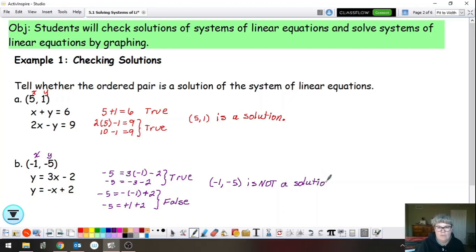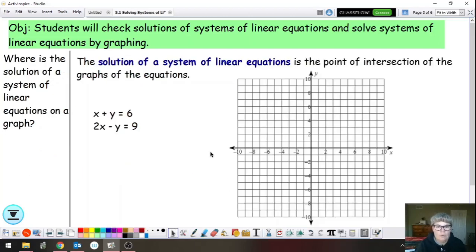So that is how we can check to see if a point is a solution. And this is very important as we go through this chapter. If you're wondering if your answer is a valid answer, just take it and plug it back into the system. If it works in both equations, then it is a solution. We're going to be solving our systems in this particular section by graphing.